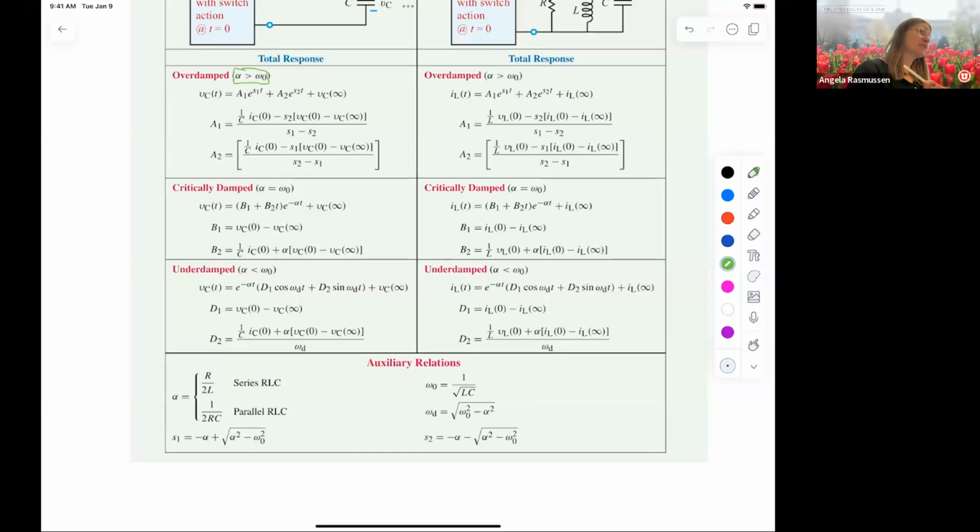And so we can actually use this table because it's already been solved for us, and we don't have to re-derive it every time. What we need to do is be able to say, am I a series connection of RLC or a parallel connection of RLC? And then I can use these equations. And then we're going to do the same method we did before with finding the values for that equation.